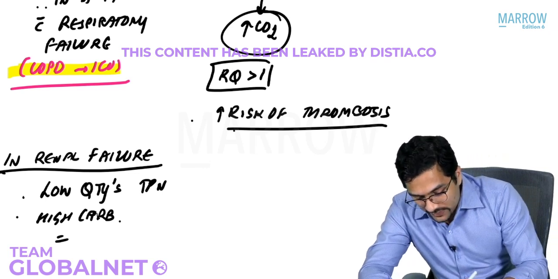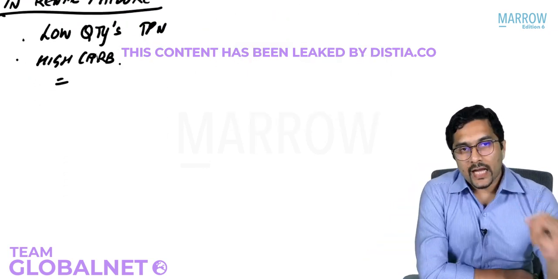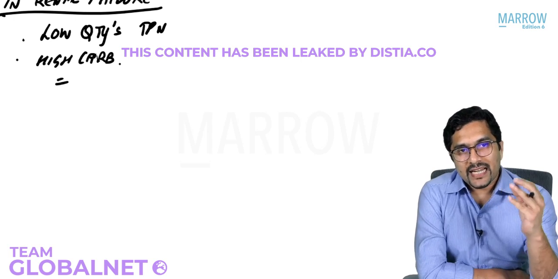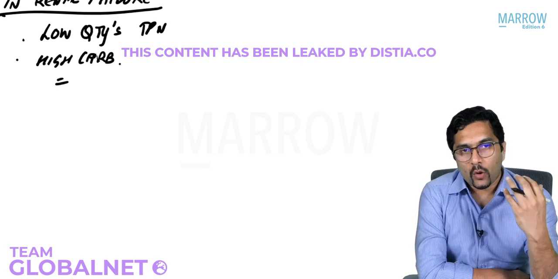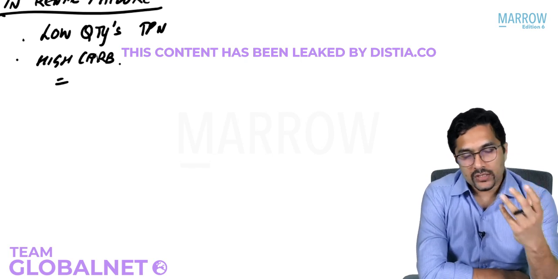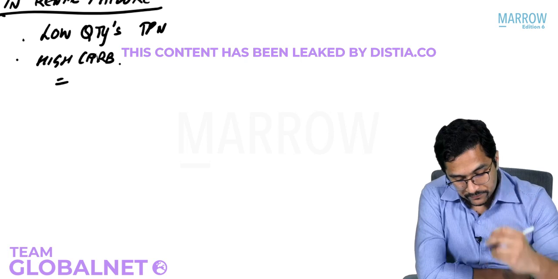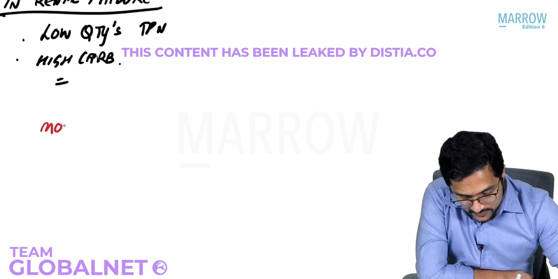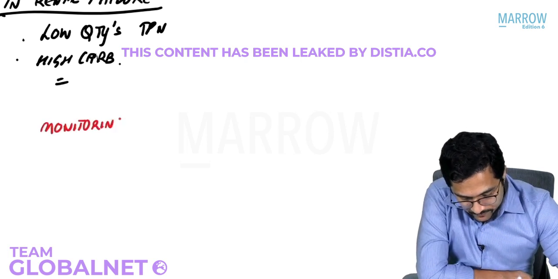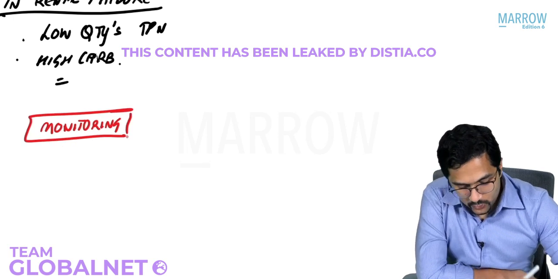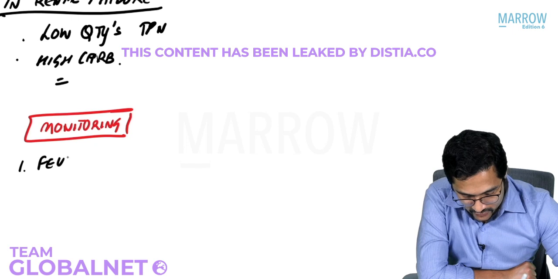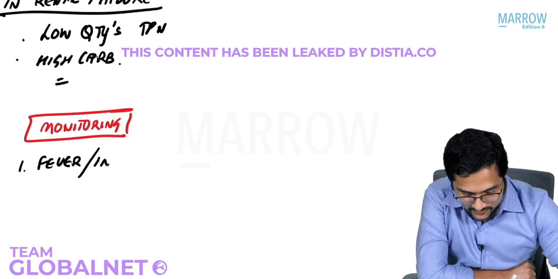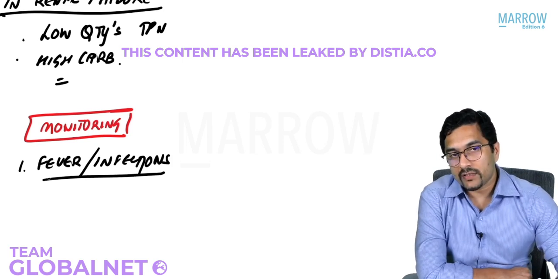Now, whenever we start the patient on TPN, we start them gradually and then we gradually increase the quantity of TPN, because if you give too much of TPN all of a sudden, that can lead to complications, which I'll talk about in a minute. Also, monitoring of these patients on TPN is very important. So what all do we monitor for? We monitor these patients for fever and infections because they have central lines which can get infected. So fever and infections are something which they are monitored for.